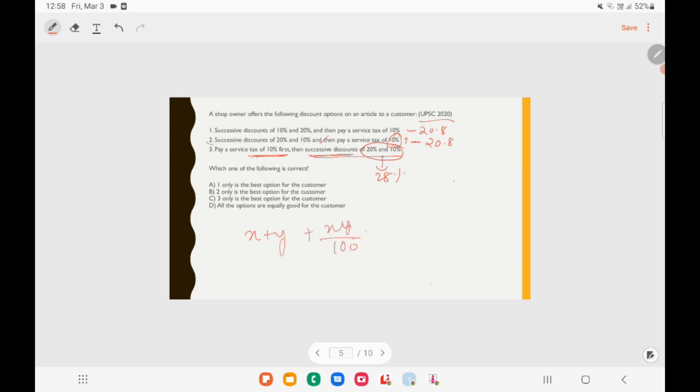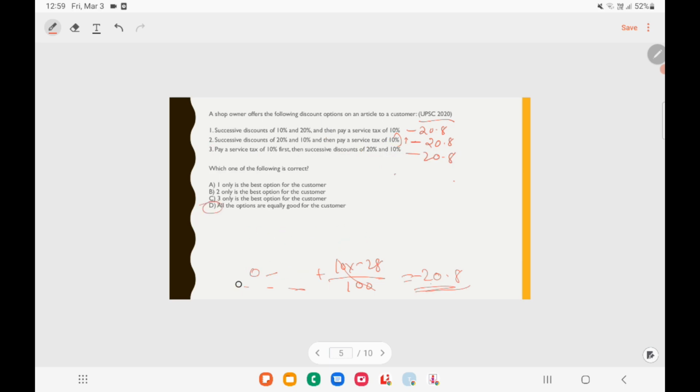Here you are paying a service tax of 10 percentage first. So x is 10 and y is minus 28. 10 minus 28 plus 10 into minus 28 by 100. So you will get 10 minus 28 is minus 18. Minus 18 minus 2 point 8 is minus 20.8. So in the third option also you will get minus 20.8. So all options are equally same. So option D is the right answer.